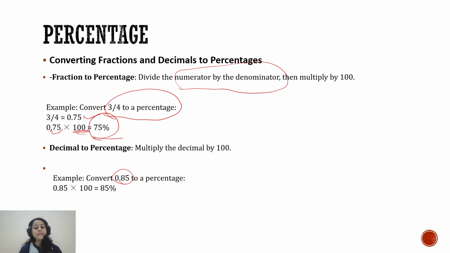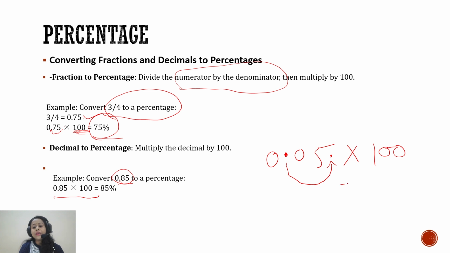Decimal is already given. And if you want to convert 0.85 into percentage, you'll just multiply it by 100 and you'll get 85%. Suppose 0.05, and you want to convert it into percentage. Whenever you multiply by 100, always remember that the decimal point will move 2 places forward, here.